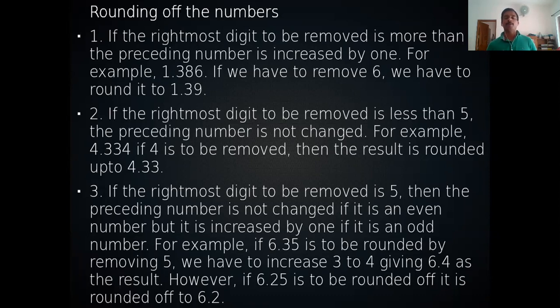Another example, 6.25. Here the preceding number is 2. Is it odd or even? It is an even number. So for 6.25, if you want to remove the rightmost 5, just remove it. No need to change the preceding number since it is even. So the rounded off number will be 6.2. So it is very simple. I think it is clear to you. Now we can solve some examples, then you will understand it more clearly.